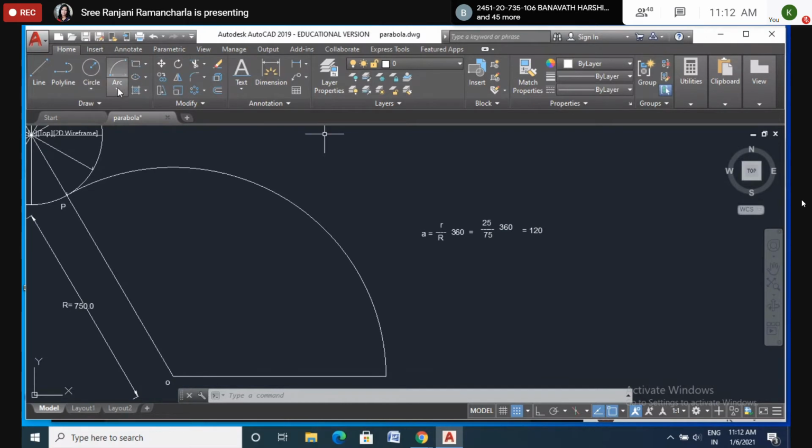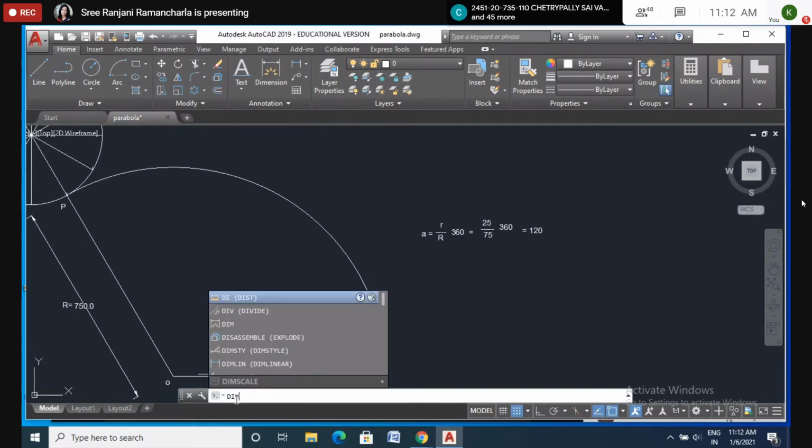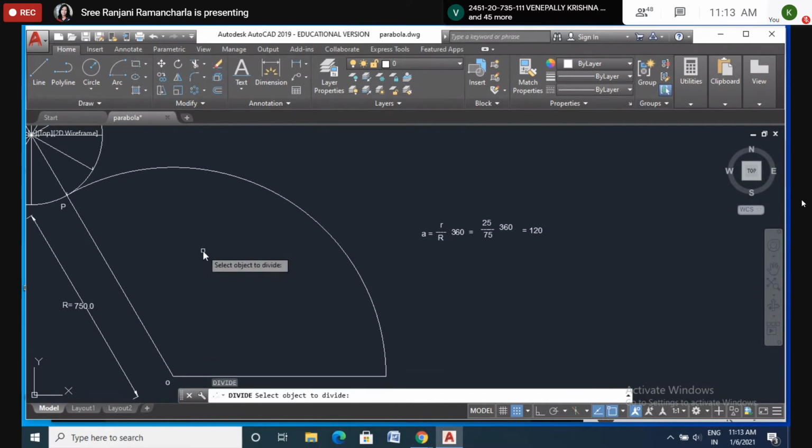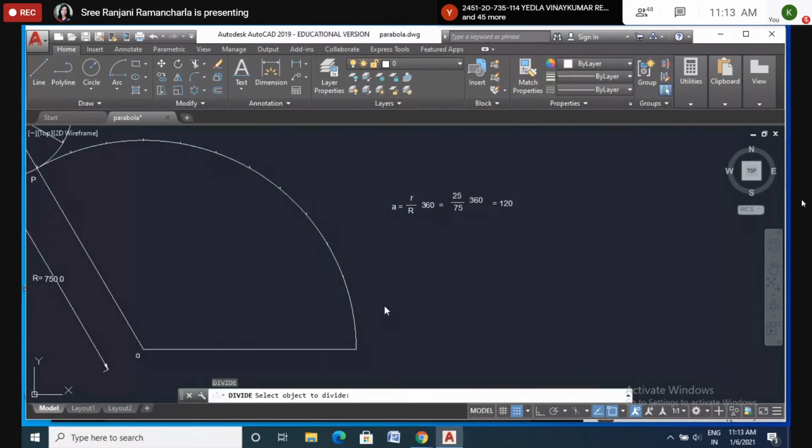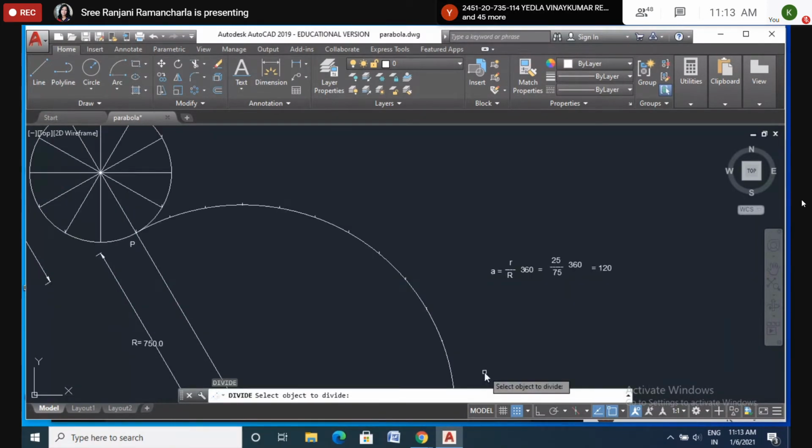Now I was telling something important here. Here I can make equal parts with divide, select the object. I want to make it into 12 parts, so 12 parts, enter. So I got 12 parts here in AutoCAD. Now for you, with the drafter, how will you make 12 equal parts? First you have to make 3 equal parts, because 3 into 4 is 12, or 4 into 3 is 12.